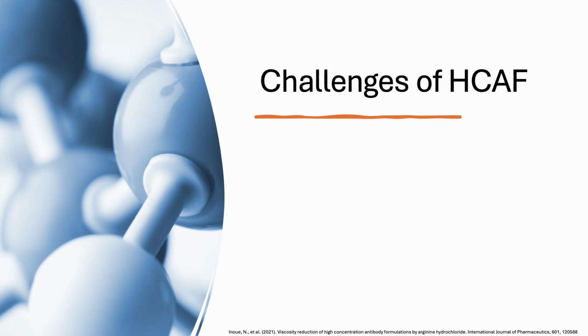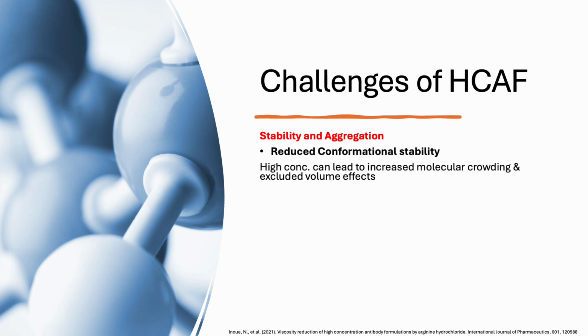So the other challenge of high concentration antibody formulation is stability and aggregation, and it is due to the reduced conformational stability. High antibody concentrations can lead to increased molecular crowding and excluded volume effects, which can alter the conformational stability of the protein. Marginal conformational stability can expose hydrophobic regions or aggregation prone sequences, promoting intermolecular interactions and aggregation.